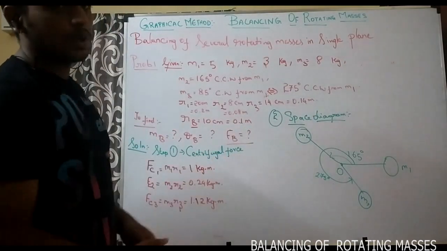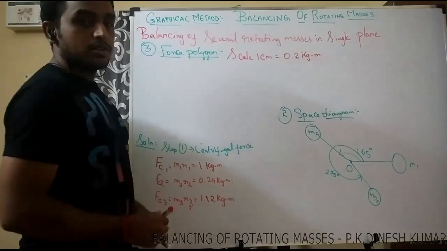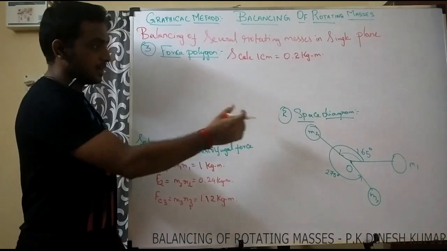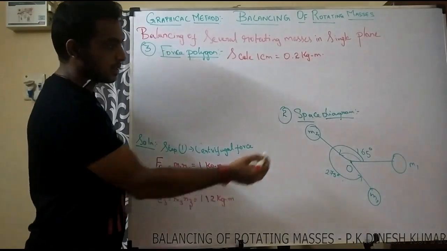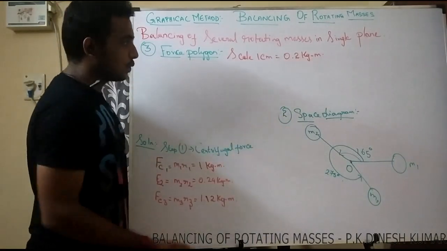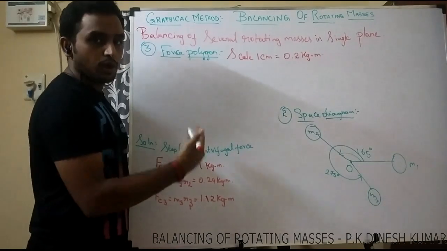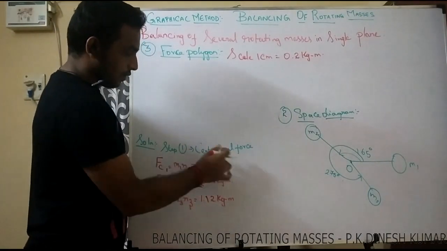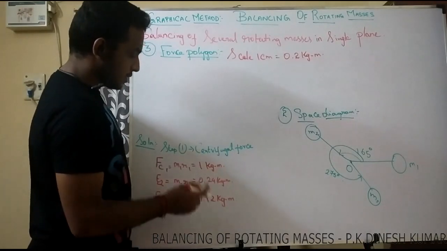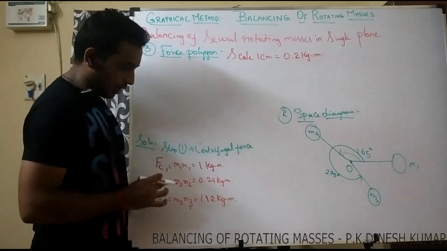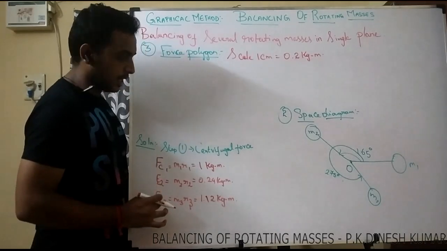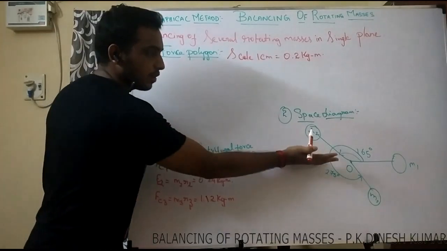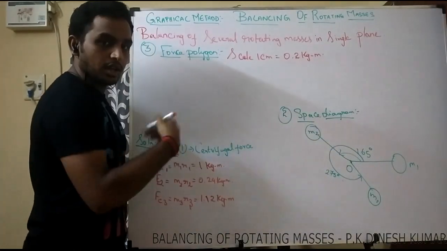Now we will see how we are going to solve that problem. That is the force polygon. We are going to construct the force polygon of the overall system of forces with respect to the space diagram, that is the polygon of force vectors. Step 1 is the centrifugal force. From step 1 we have obtained the values of FC1, FC2 and FC3. With these values as well as the orientation of the masses, we are going to construct the force polygon.